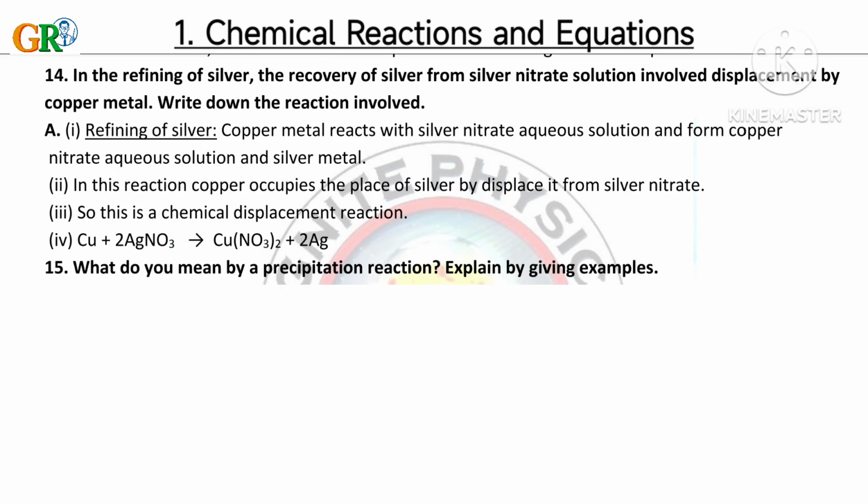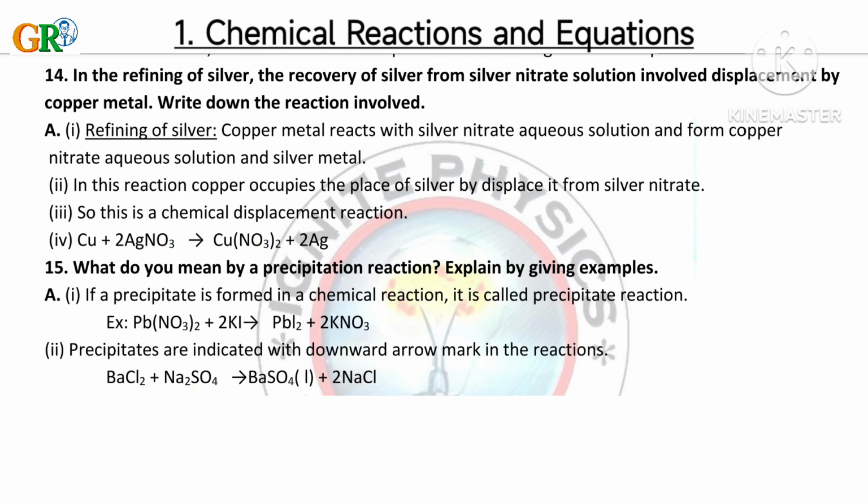And now coming to the 15th question. What do you mean by a precipitation reaction? Explain by giving examples. If a precipitate is formed in a chemical reaction, it is called a precipitation reaction. For example, Pb(NO3)2 plus 2KI gives rise to PbI2 plus 2KNO3. Here, lead iodide is a precipitate. Another example is BaCl2 plus Na2SO4 gives rise to BaSO4 plus 2NaCl. Here, BaSO4 is the precipitate. Precipitates are indicated with the downward arrow mark in the reactions.